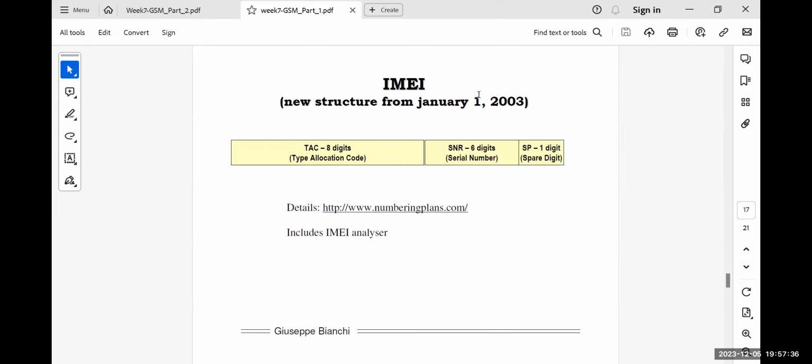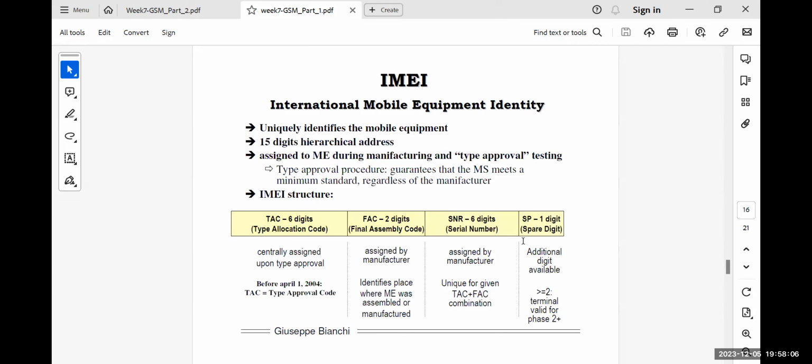Okay, so starting from January 1, 2003, the IMEI structure was changed. And even after that, a number of times the IMEI structure has changed. And obviously, if you just type how many mobile phones are there in the world, you will find that there are billions of mobile phones in the world. So obviously, you need to change the IMEI structure with time. Again, that is not something that we would be looking at in great detail, but obviously we need to know what the IMEI number is.